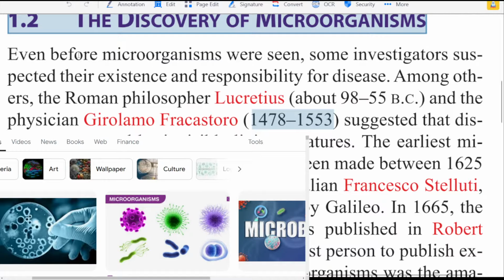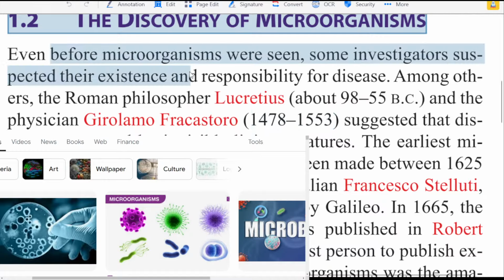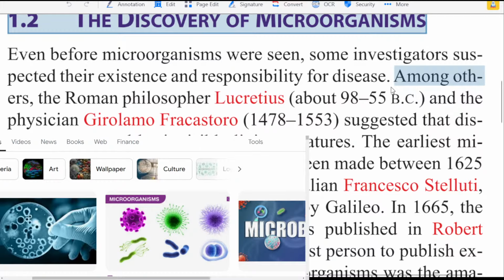So I think this one just skips that and comes further forward. So I just wanted to add that. Among others, they are saying that before the microorganisms were seen, we already were able to sense them in a way. So among others, the Roman philosopher, Lucretius? Lucretius, guys, I'm not good at pronouncing the names. So if you know the correct pronunciation and I'm pronouncing it wrong, correct me.